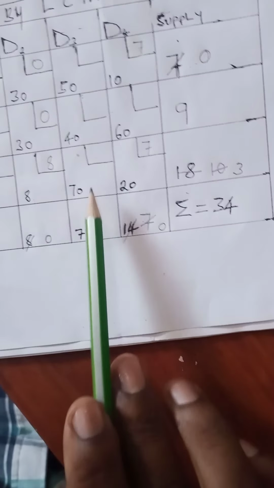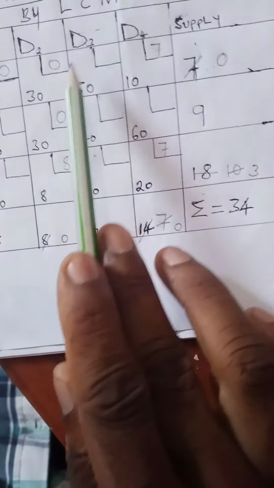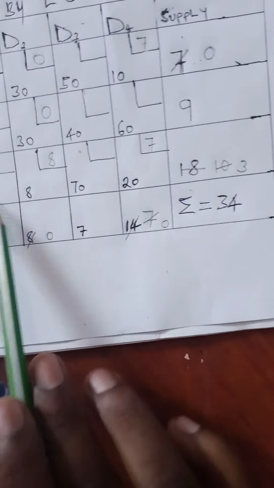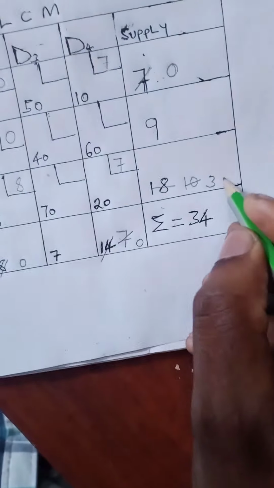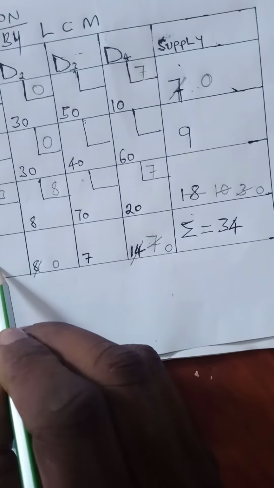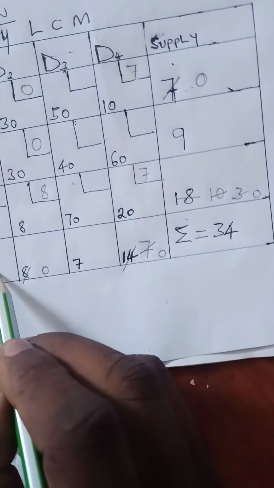Then the following least cost is 40. We have 40 here. As you can see here, our demand is 5 and our supply is 3, so we cannot supply more than 3. So we supply 3 here, then we subtract 3 here, it becomes 0. Then here we subtract 3, it becomes 2.